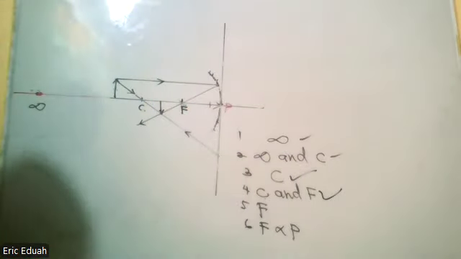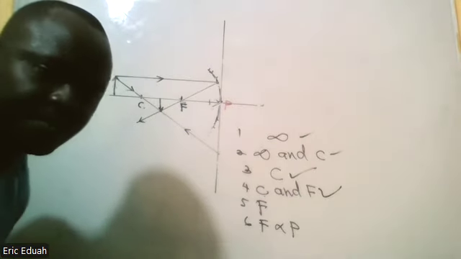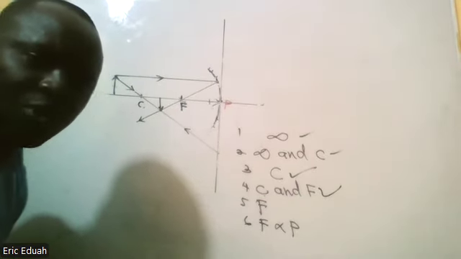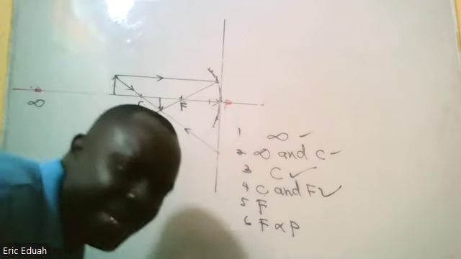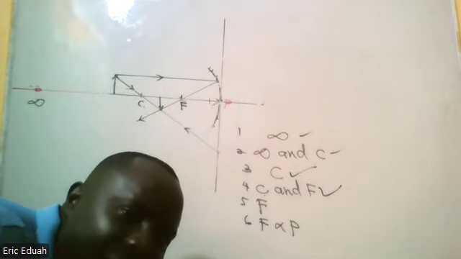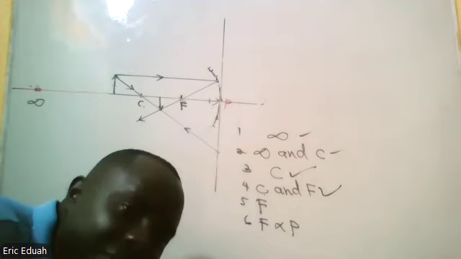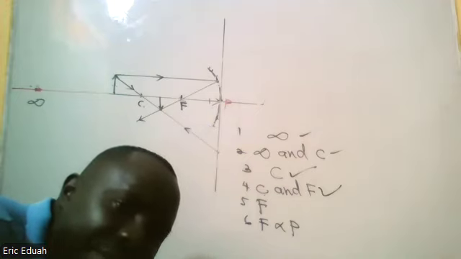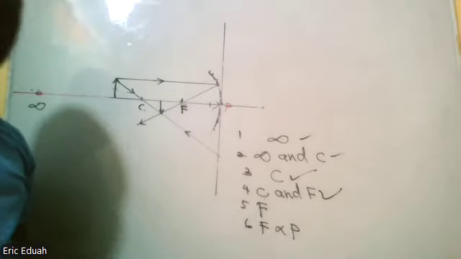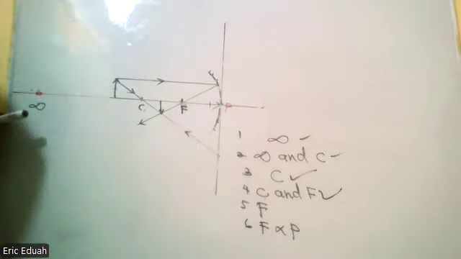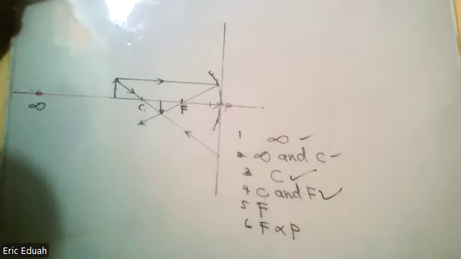Now, object is at F. Let's describe the nature of the image formed. Object is at F. Image is formed at infinity. So image is formed at infinity.